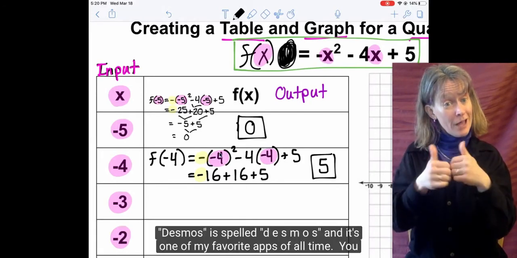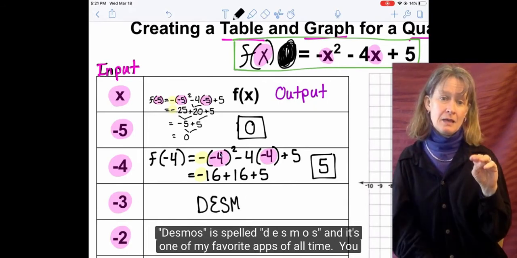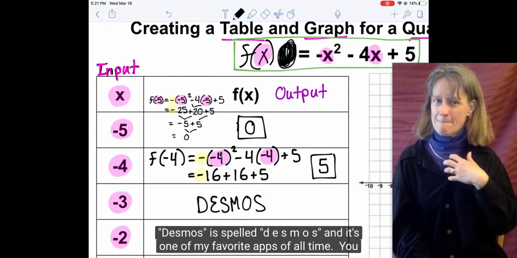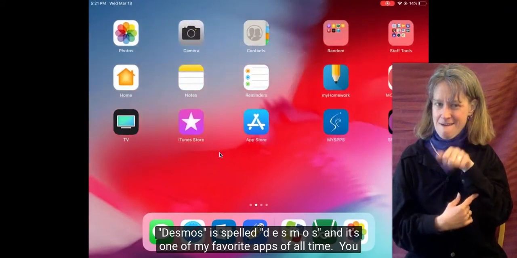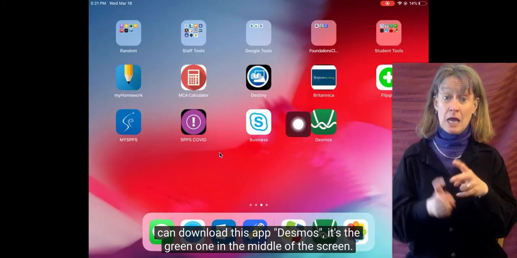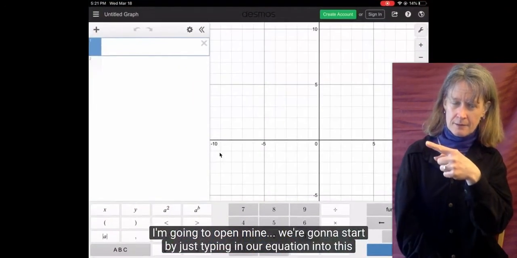So Desmos is spelled D-E-S-M-O-S. And it's one of my favorite apps of all time. You can download this app, Desmos. It's the green one in the middle of the screen. I'm going to open mine.